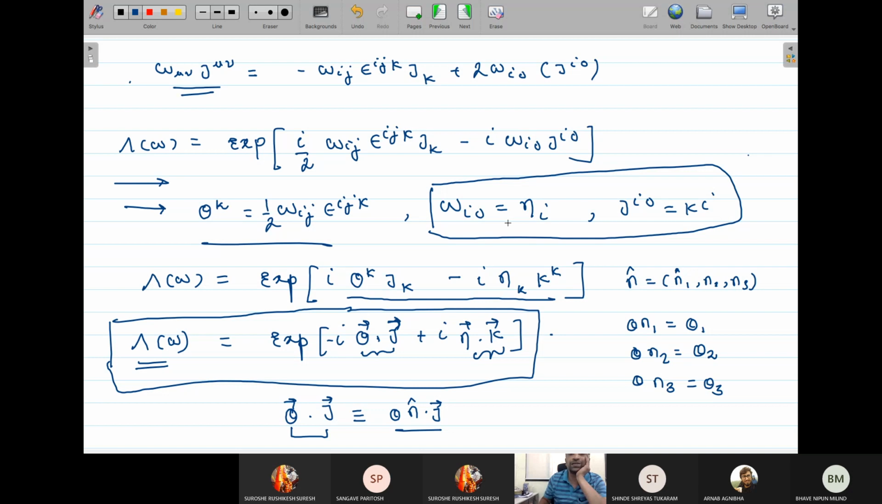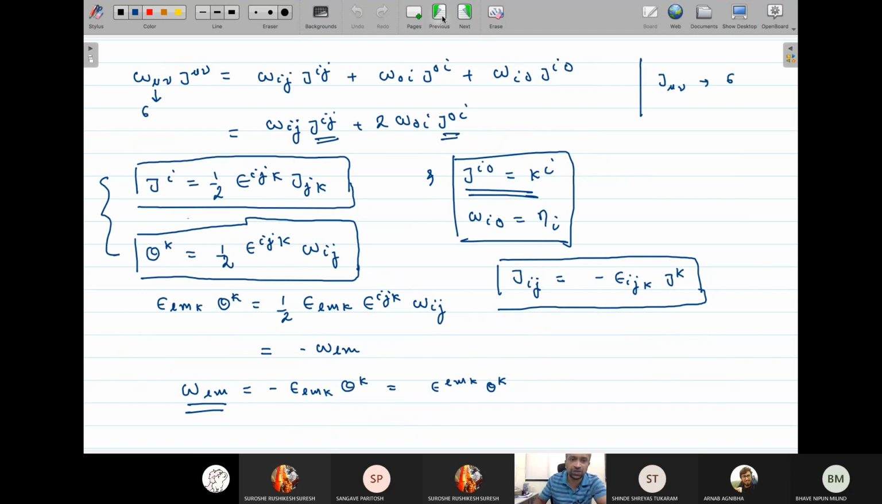So ω_{i0} is η_i, and θ_k is basically ω_{ij} ε_{ijk}. If I know these thetas and etas, I can calculate all these omegas. So it works both ways. Sometimes I may write the Lorentz transformation in terms of omegas, and sometimes I may use this relation. Both are equivalent. It's just a different way of writing our previous expression, this one.